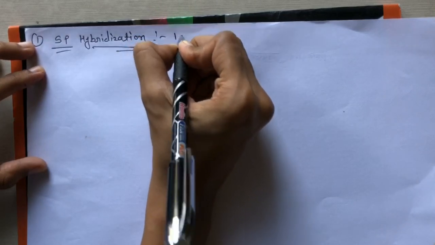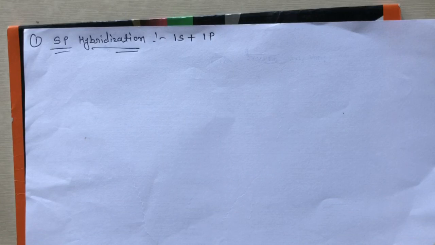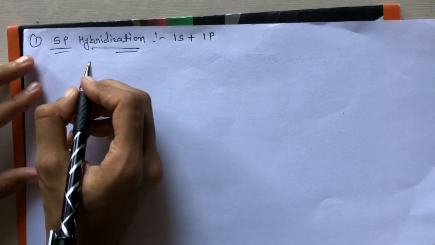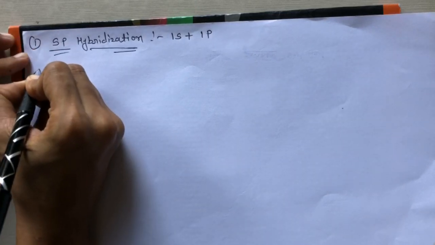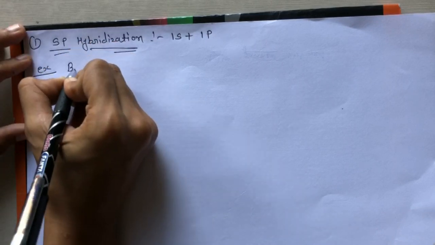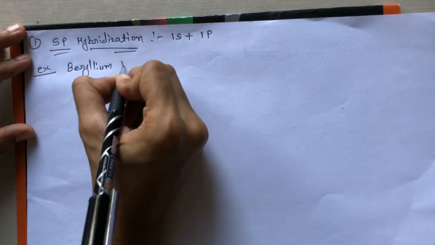Now we have the first type of hybridization, that is called sp hybridization, or you can say diagonal hybridization. And the shape, we can take the example of beryllium fluoride, right? So in sp hybridization, 1s plus 1p, right? So now the electron configuration of beryllium. What is the electron configuration of beryllium Be? For example, we can take beryllium fluoride, right?